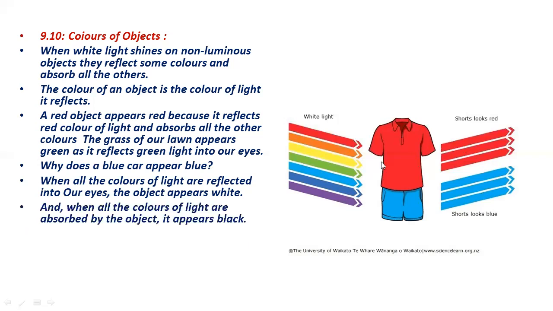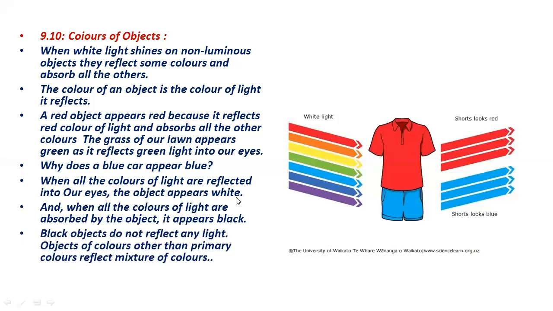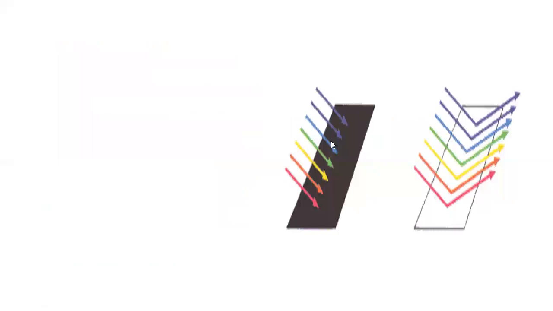When all the colors of light are absorbed by the object, it appears black. If all the colors are reflected into our eye, then the object appears white. Black objects do not reflect any light, they absorb all lights. White objects do not absorb any color, they reflect all lights. That's why they appear white. You can see here the black object absorbs all lights and appears black, and the white object reflects all color lights, and then it looks white.